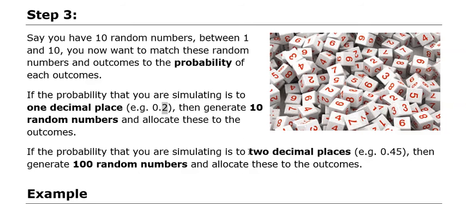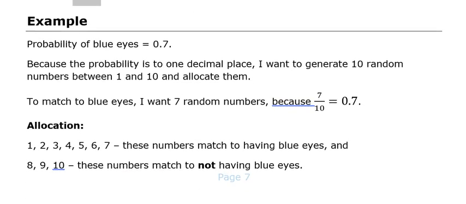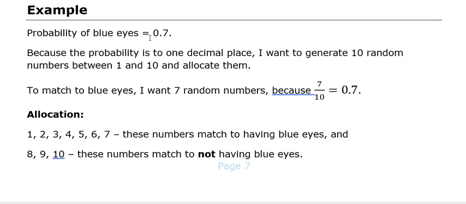If the probability that I'm trying to simulate is to 2 decimal places, and this is what it will be for your assessment, because it has to be at a high enough curriculum level, for example 0.45, the 4 is in my tenths column, the 5 is in my hundredths column, so therefore I need to generate 100 random numbers and allocate these out. Okay, so let's have a look at an example to see what this means. Say I had my probability of getting blue eyes of 0.7. I know that this probability that I'm trying to simulate is only to 1 decimal place.